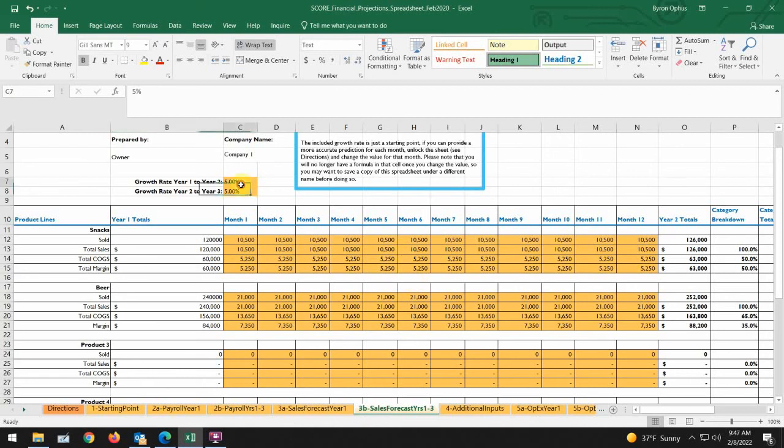Okay. Maybe you think that 10% wasn't enough, and you're going to increase it by 25%. You're done. You can see as I did that, it automatically updated those things. Okay. You'd be done with years 2 and 3.